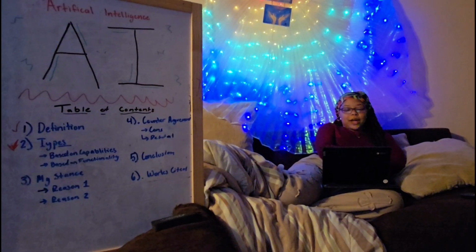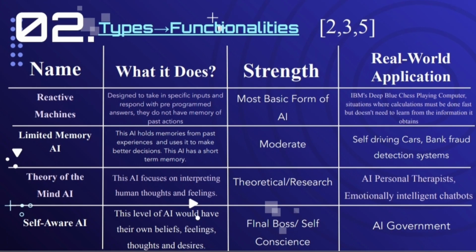Now we're going to talk about AI based on functionality. So this is where we get kind of weird and complicated to understand, because some of these do relate to the capabilities ones, but it's like a subgroup, but at the same time not. That's what makes talking about AI types so weird, because a lot of them overlap. But we're going to get into it anyway.